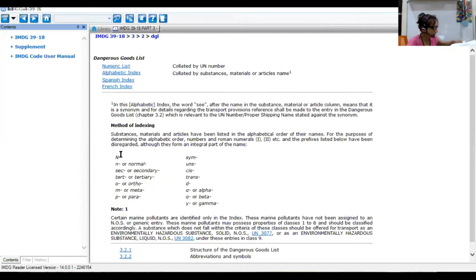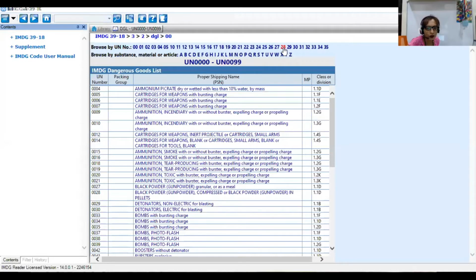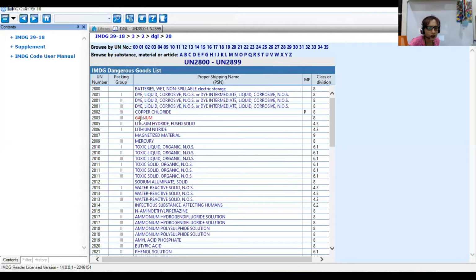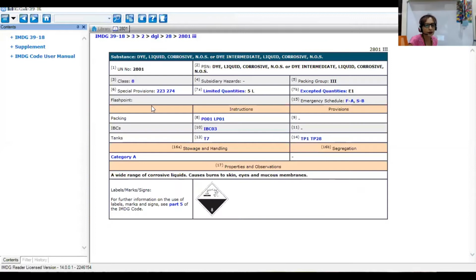I'm going to randomly pick a UN number. I'm going to take 2801. Okay, so let me show it to all of you. 2801, packing group 3. So UN 2801 PG3. And when I look at column number 8 for this, I see a P001. So I'm going to put that down on the board. All right, I hope you can see it.